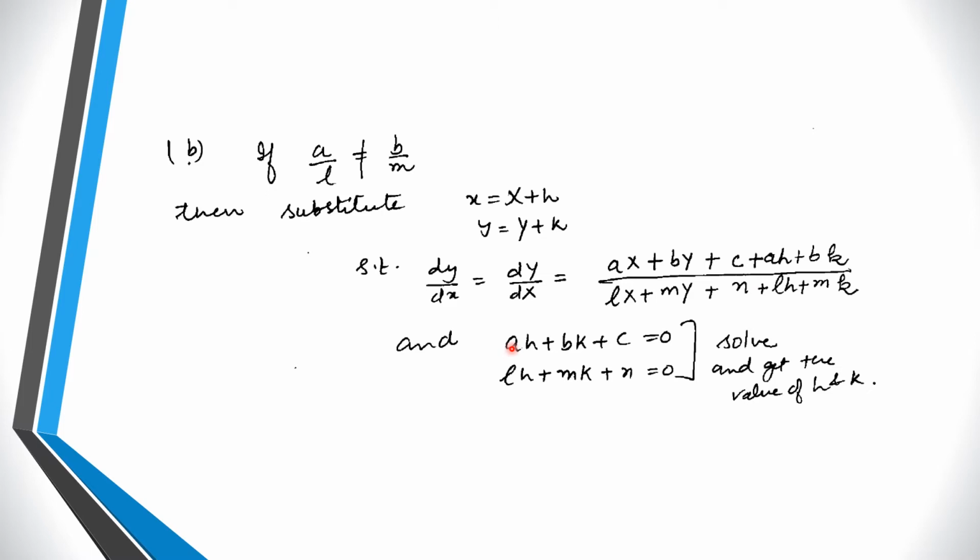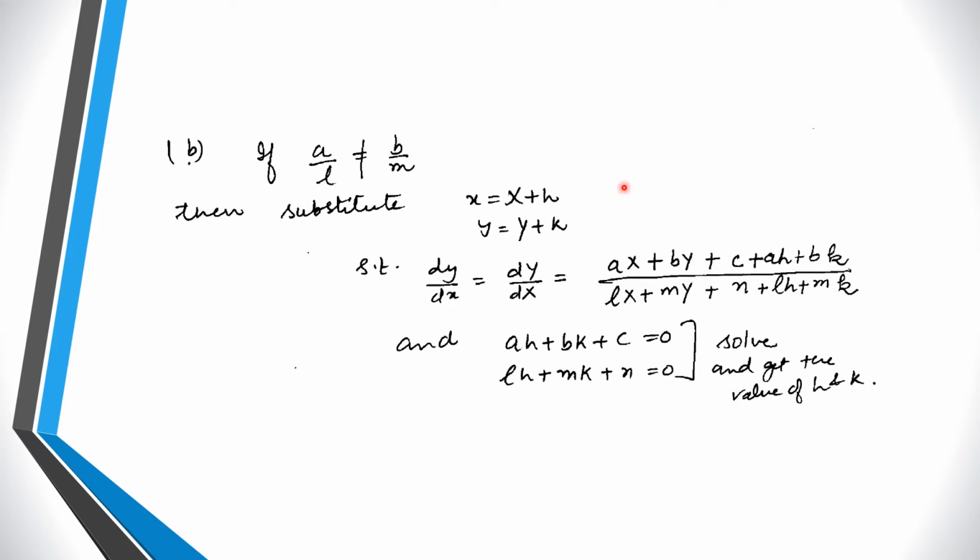So we put these constants to be 0. We solve these two equations in the unknowns h and k and find the values of h and k. For such values of h and k, our equation is reducible to the equation in homogeneity. Since this factor is 0 and this factor is 0, you are left with this one. What is the degree of the numerator? It is 1. The degree of the numerator as well as the denominator are both 1. So now this equation is in the homogeneous form. Now we can solve it.